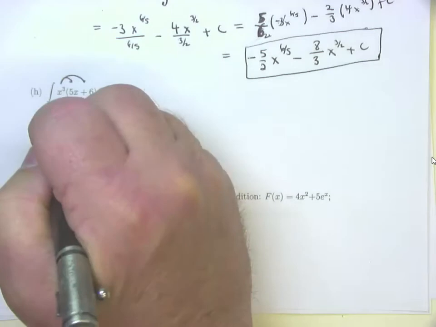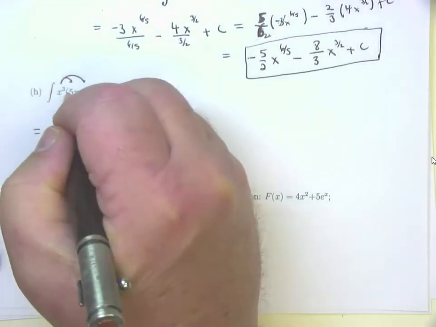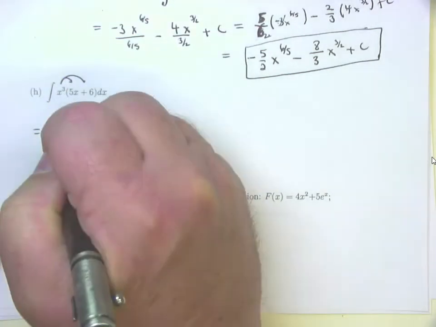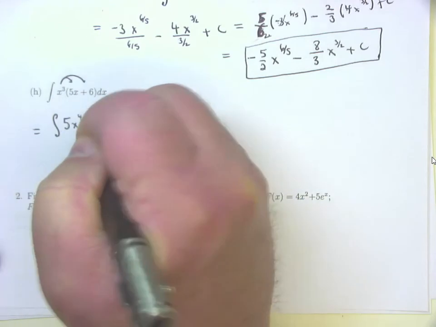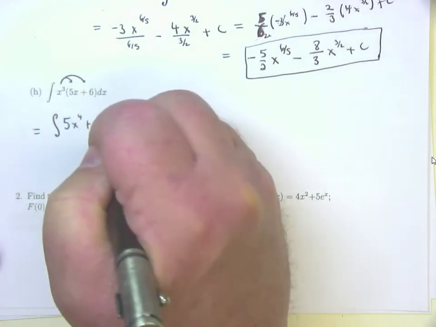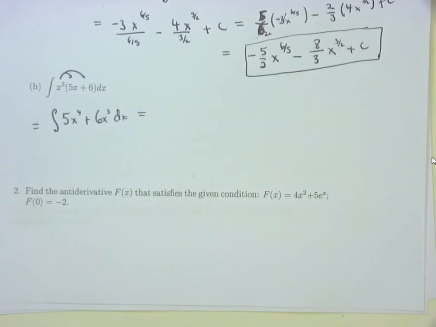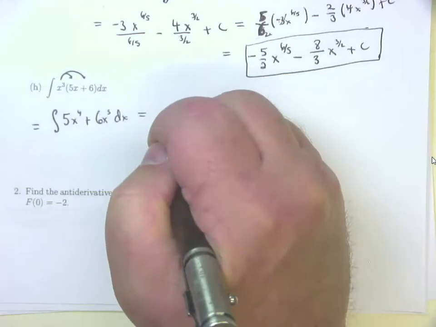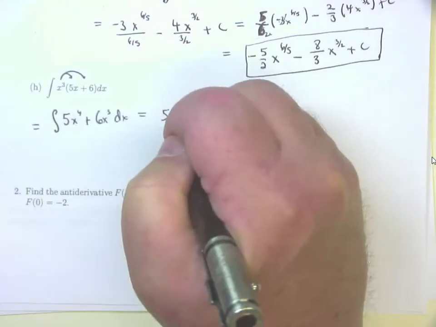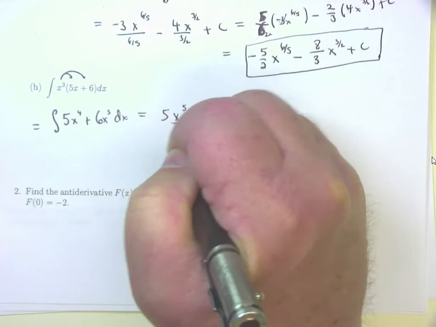This will give you the integral of, what's x cubed times 5x? Very good, 5x to the 4th. Plus, what's x cubed times 6? 6x cubed dx. Clean them up first. Then integrate them. 5 is a constant, it holds over. Integral x to the 4th is add 1 over add 1, that'll get x to the 5th over 5.